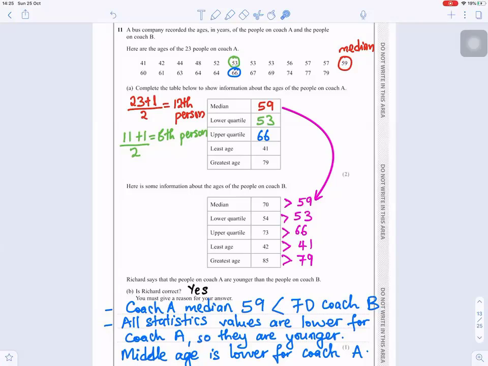Let's look at coach A. The median for coach A is 59. And the median for coach B is 70. 59 is less than 70. So that shows that coach A are younger than coach B. Or you can say all statistics values are lower for coach A, so they are younger, because the median age is smaller.